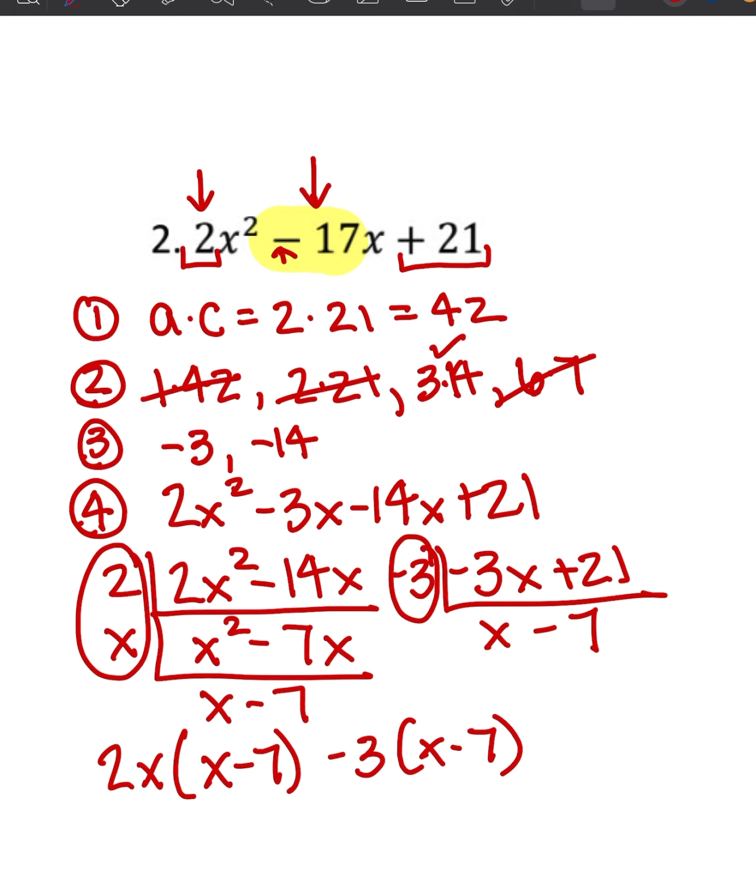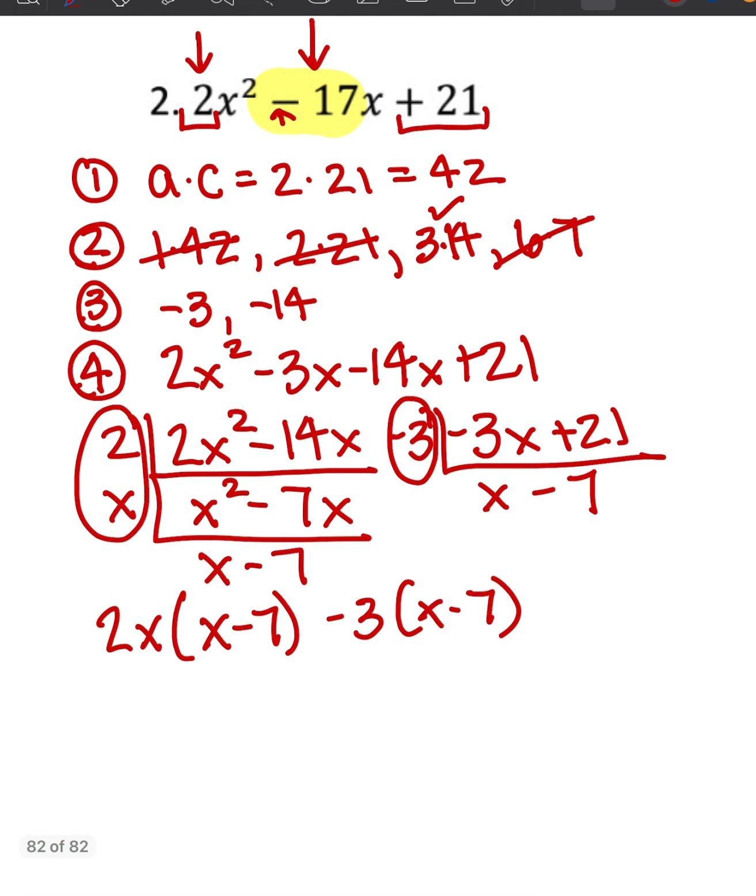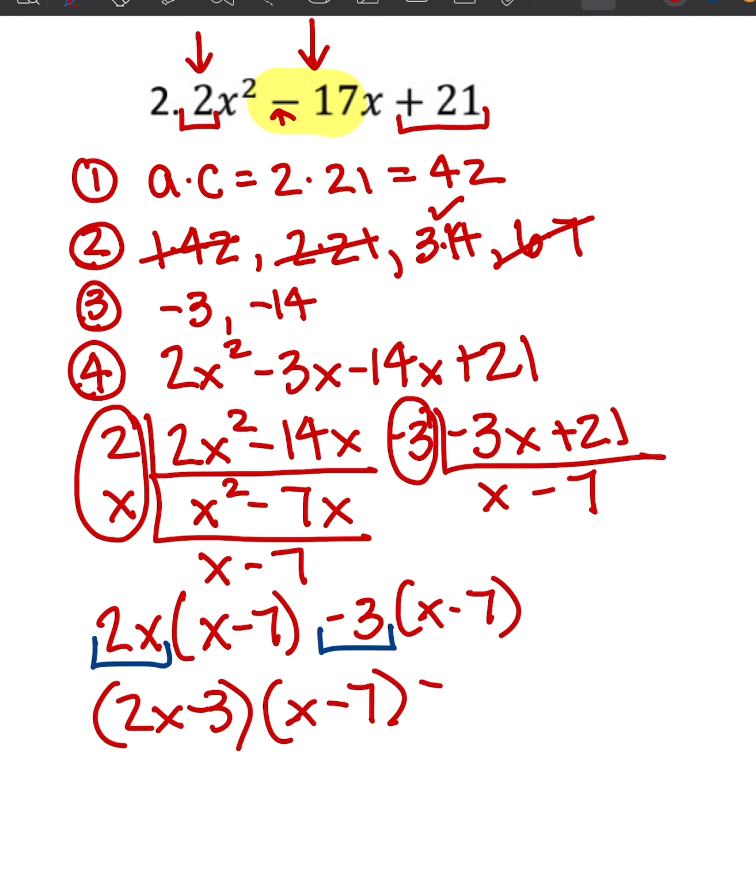And that's going to be our factors there. And then I'm going to go ahead and write out my factor. So remember, I'm going to take my GCFs as one factor and then my leftover expressions as my second factor. So my first factor is 2x minus 3, and my second factor is x minus 7. And I'm still going to set those equal to 0, so I'm going to have 2x minus 3 equals 0, and x minus 7 equals 0.